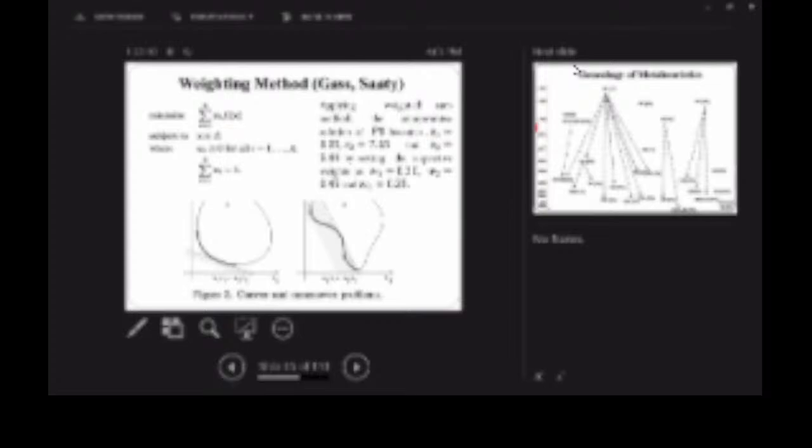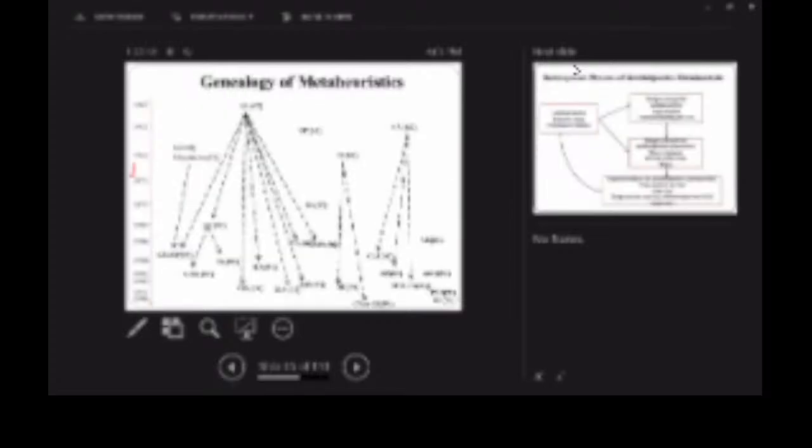Otherwise, sometimes you may get a very bad solution also. That is the main disadvantage of these methods. Now come to the multi-objective evolutionary part.